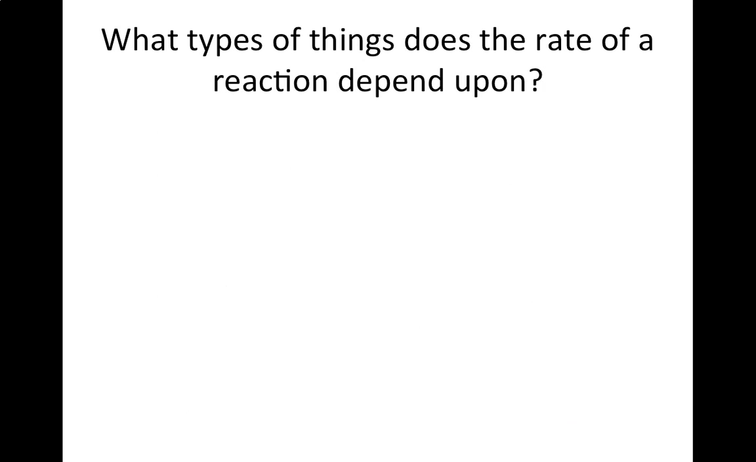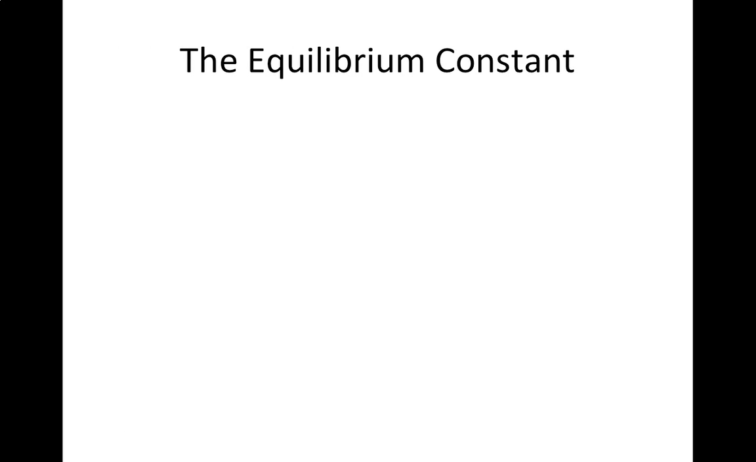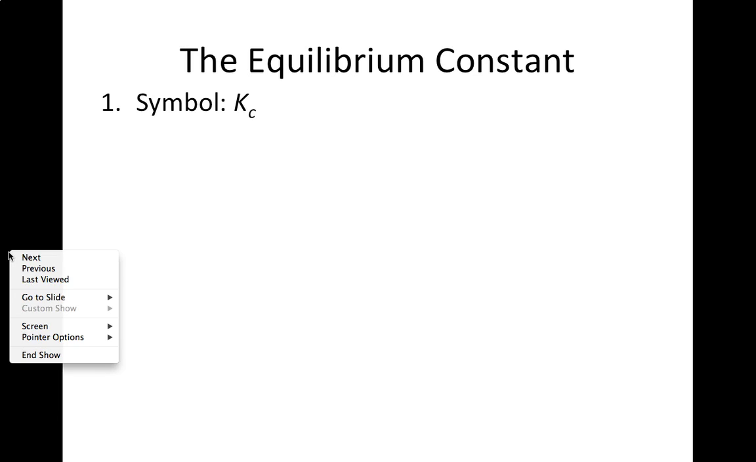So let's take a look. Some of the things we know that we need to do if we want to change the rate of a reaction: we can change temperature, we can change pressure if we're dealing with gases, we can change the mass of a solid or the surface area of that solid if we're dealing with solids. If we're dealing with aqueous solutions, and that's what we're going to be talking about predominantly today, we can deal with concentration. So the equilibrium constant, we have a symbol for it being capital K, and then a subscripted C.